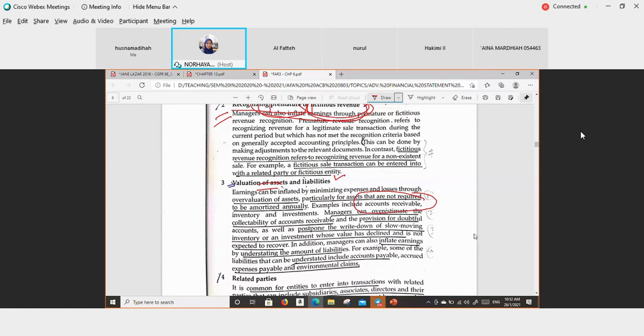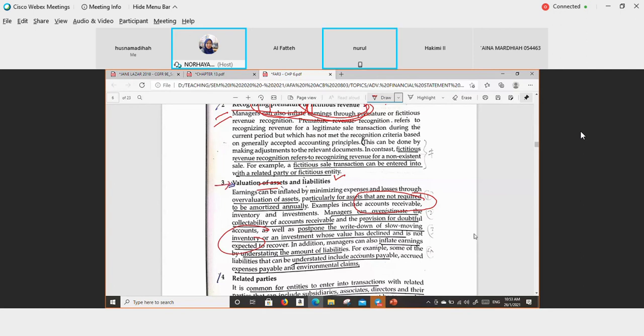Sama juga inventory. Okay, inventory, if let's say there are obsolete inventory ataupun slow moving inventory, so they don't write it off. Dia tak write off. Sebab apa? Kalau dia write off, okay, when you write off your inventory means this will be part of the expenses. When higher expenses will lower the earnings, isn't it? Betul. Itulah sebab tu yang saya kata manage the earning tu. Okay, with the valuation of asset tu.